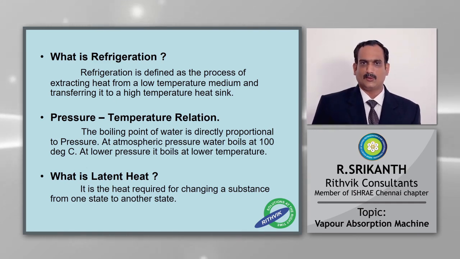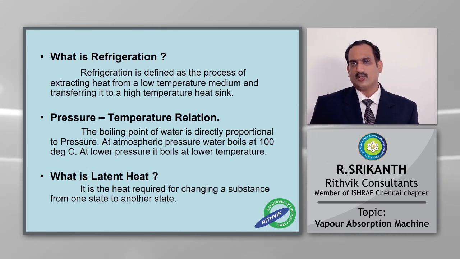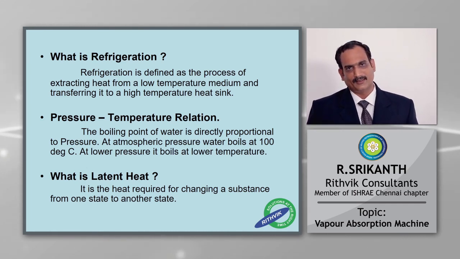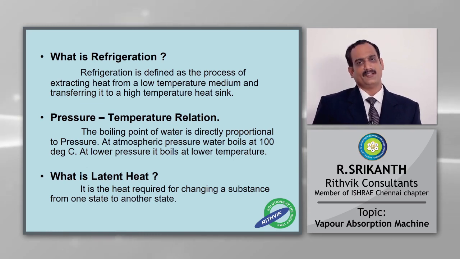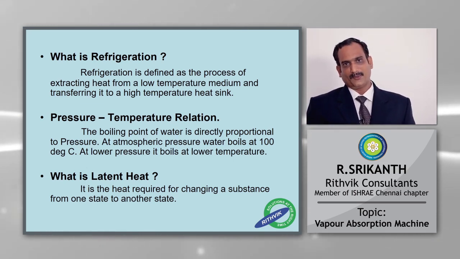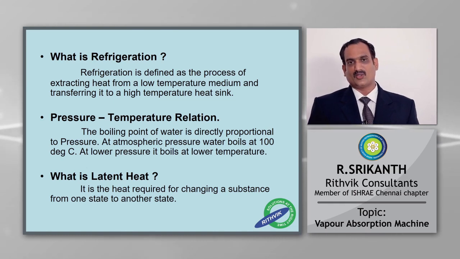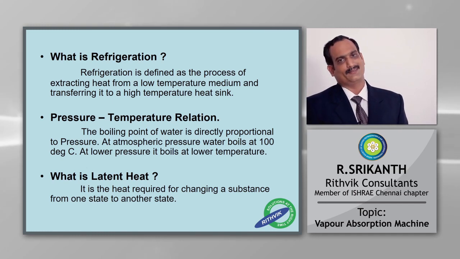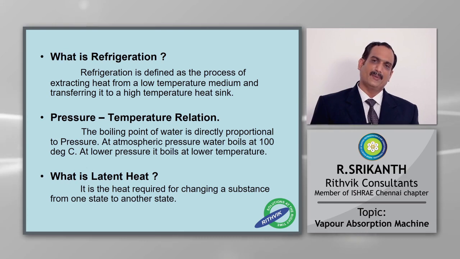Further, I would like to touch upon the pressure-temperature relationship. For an easy example, we know that water boils at 100 degrees centigrade at 1 atmospheric pressure, which is nothing but 760 mm of Hg. Now, surprisingly, when I reduce the pressure from 760 mm to 6 mm, it is astonishing to note that water boils at 3.5 to 4 degrees centigrade. This technique is what is majorly adopted in vapor absorption machine.